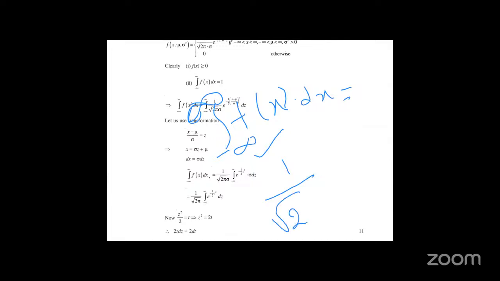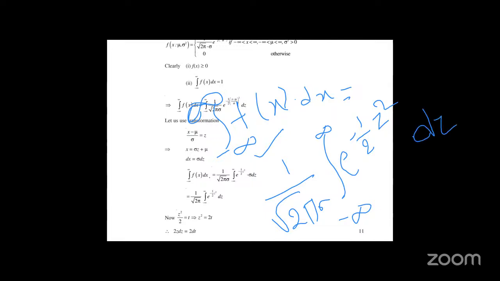From this we get the integration from minus infinity to infinity of f of x into dx equals 1 by root 2 pi sigma, integration from minus infinity to infinity of e to the power minus 1 by 2 z square into sigma dz. The sigma and sigma cancel, so it will be like this.